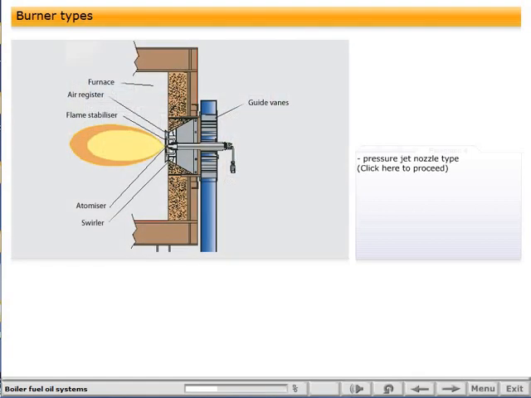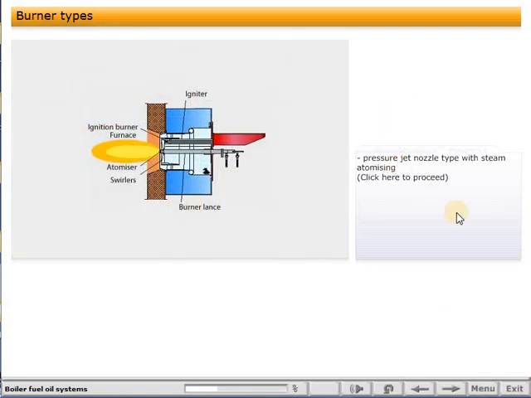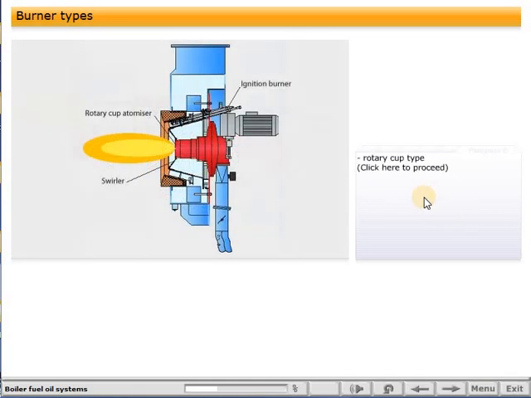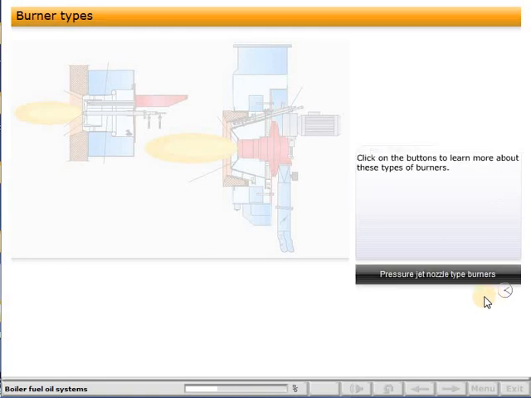Pressure jet nozzle type. Pressure jet nozzle type with steam atomizing. Rotary cup type. The only difference between the two pressure jet nozzle type units is that the latter uses steam to assist the atomization of the fuel, usually for highly rated boilers operating on heavy residual fuels. Click on the buttons to learn more about these types of burners.